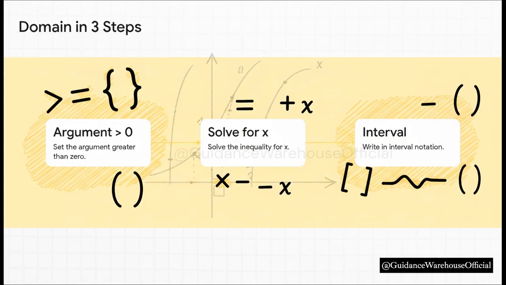So how do we actually find this domain mathematically? I'm going to give you 3 simple, actionable steps to follow every single time. Step 1. Take whatever is inside the parentheses of the logarithm, we call that the argument, and set it strictly greater than 0. Step 2. Use basic algebra to solve that inequality for x. And step 3, write your final answer in clear interval notation. It really is that straightforward. Let's see this in action.